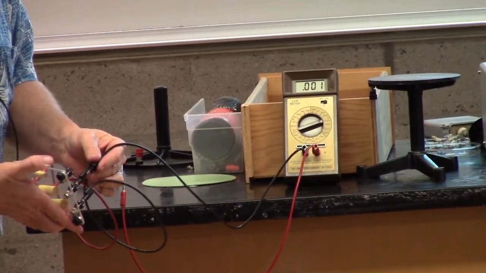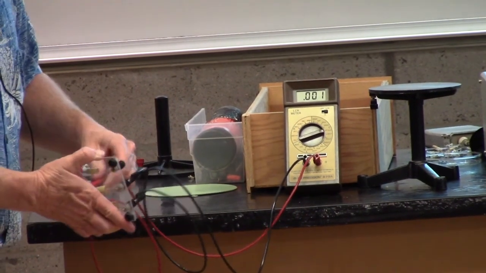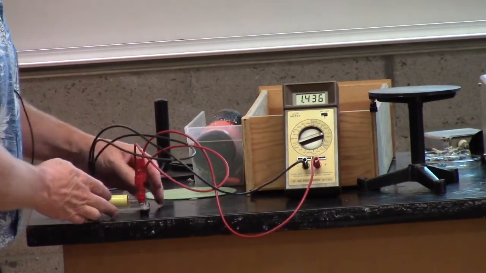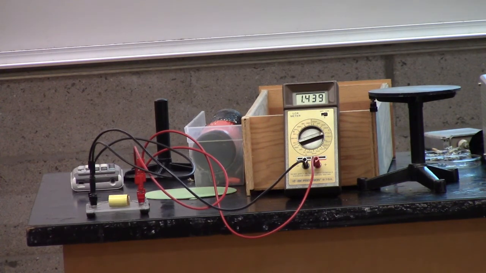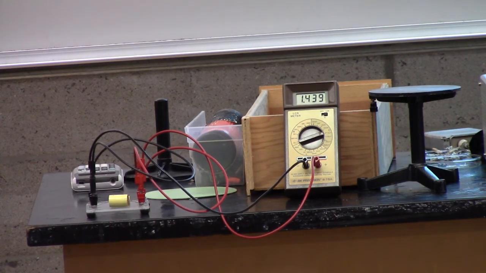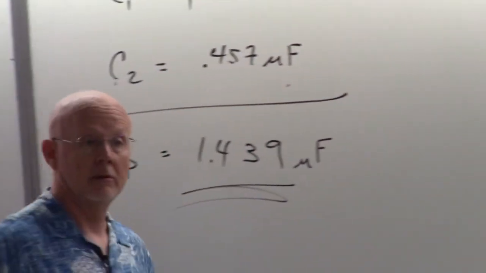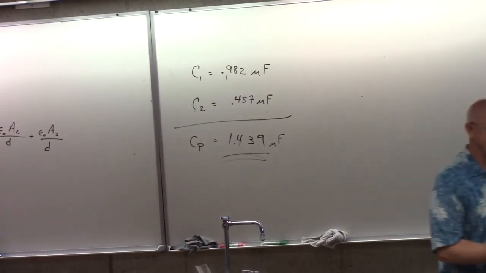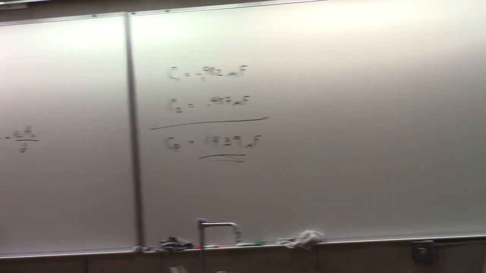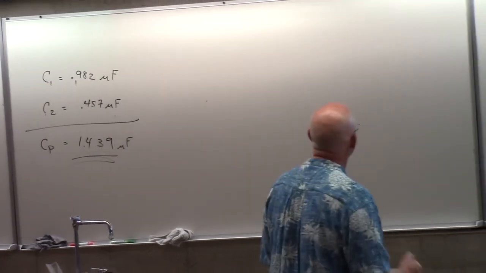So I'll come over here and hook it to my meter to take a reading. My meter says the equivalent capacitance of the two of these together is 1.439. Oh, exactly on. And so it matched. No, even uncertain. My partner this time was pretty good. My partner didn't mess up. And so that's this equivalent.